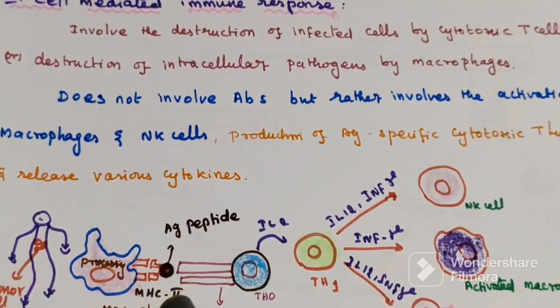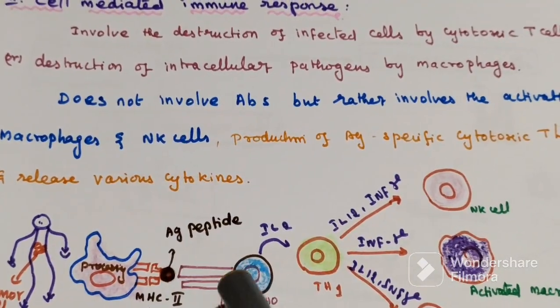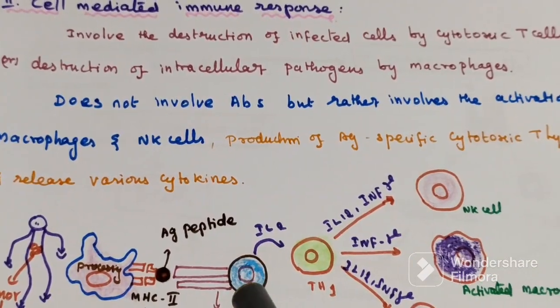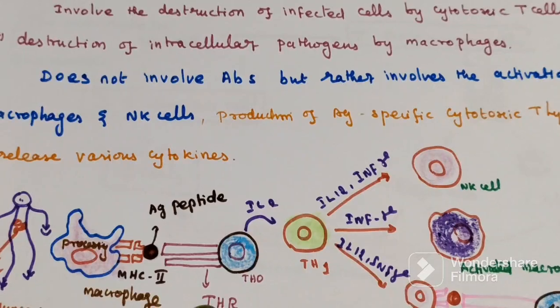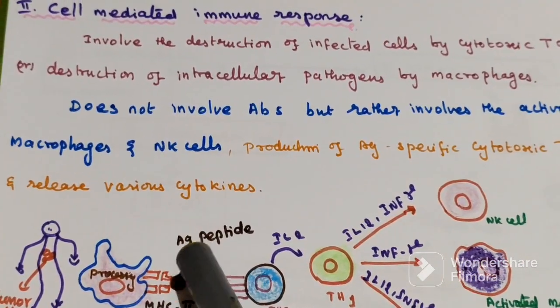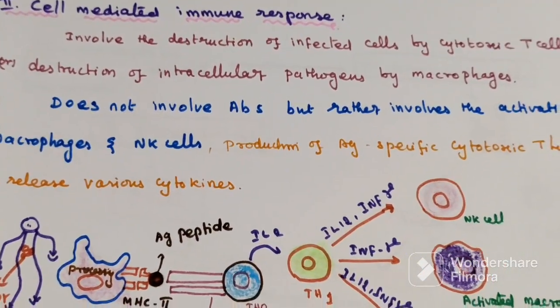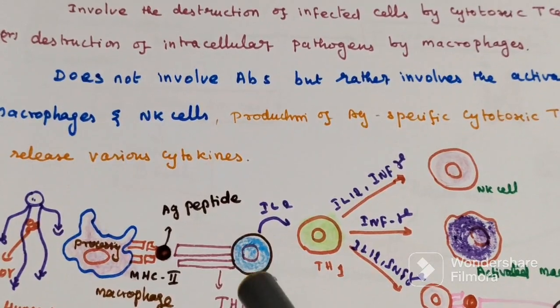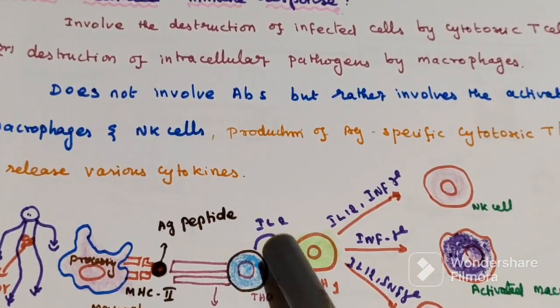MHC2 will come out. After that it will release antigen peptide. On the other hand, that T helper cell starts to be stimulated. Here this T helper cell has a receptor, and this receptor will accept this antigen peptide. After that it will activate T helper 1 cell with the help of cytokine interleukin 2.